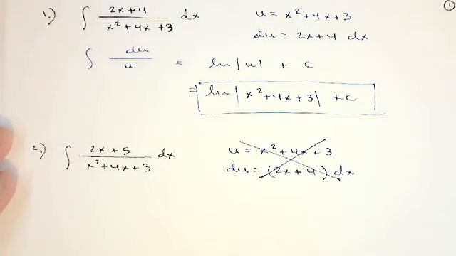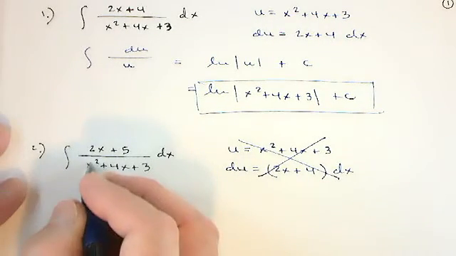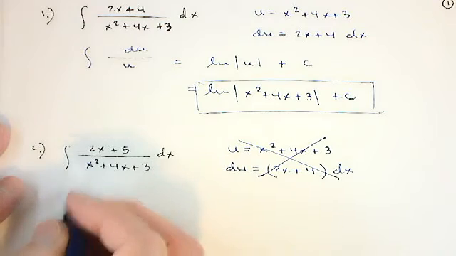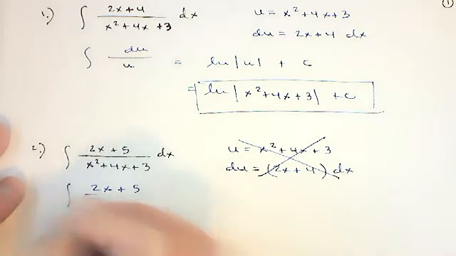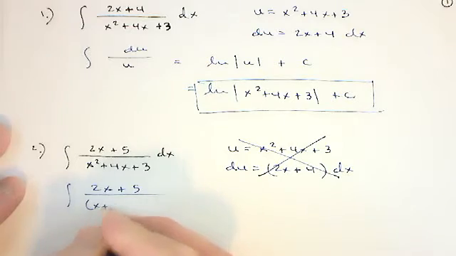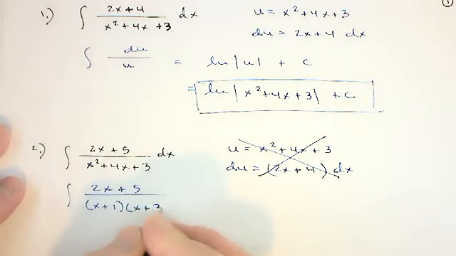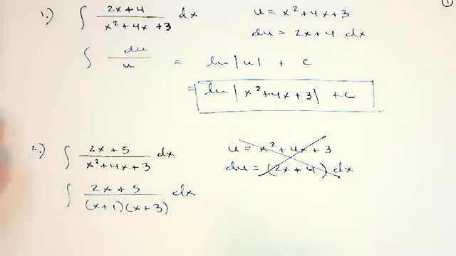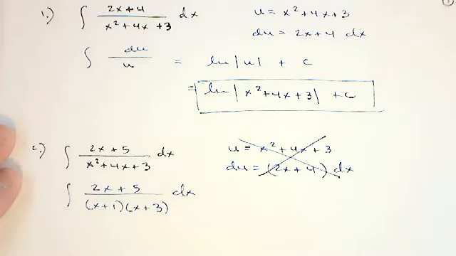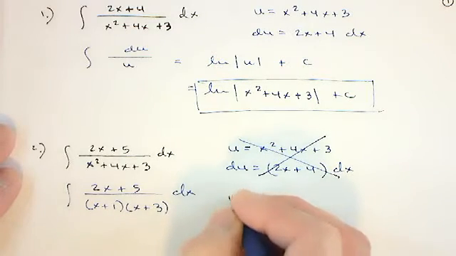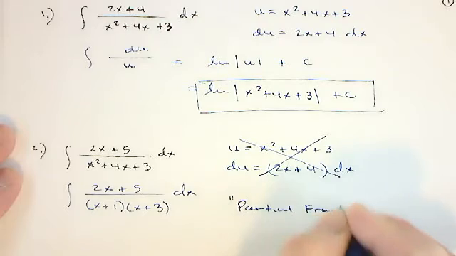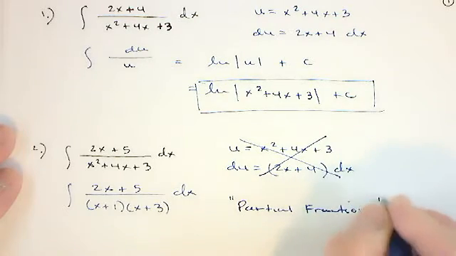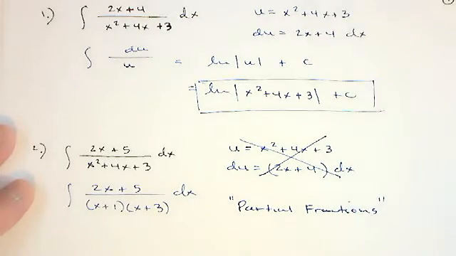So the next thing to think about, if that doesn't work, is to focus on the denominator and hope that it factors. And in this case, it does. That factors into x plus 1 times x plus 3. And if it does factor, we're going to now use a technique we call partial fractions. Okay, and so let's talk a little bit about what we mean by partial fractions.